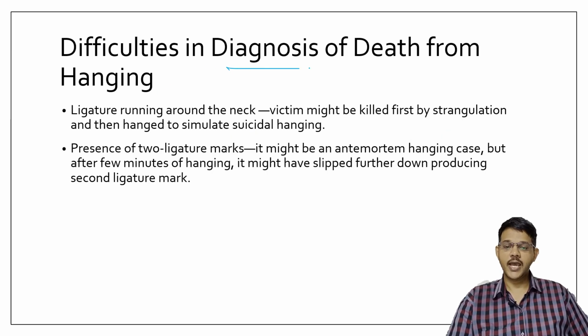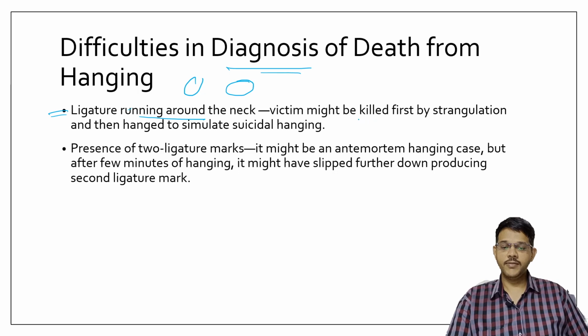Now, difficulties in diagnosis of death from hanging. There are certain conditions where it is difficult to tell whether the person died because of hanging or other conditions. One common example is a ligature running completely around the neck. As I mentioned, the ligature in hanging is usually oblique, and one part is not present. So if it completely encircles the neck, it becomes difficult to tell whether the person was hanged or not. It may occur if the victim was first killed by strangulation and then hanged to simulate suicidal hanging, which conceals the cause; postmortem suspension may be done.